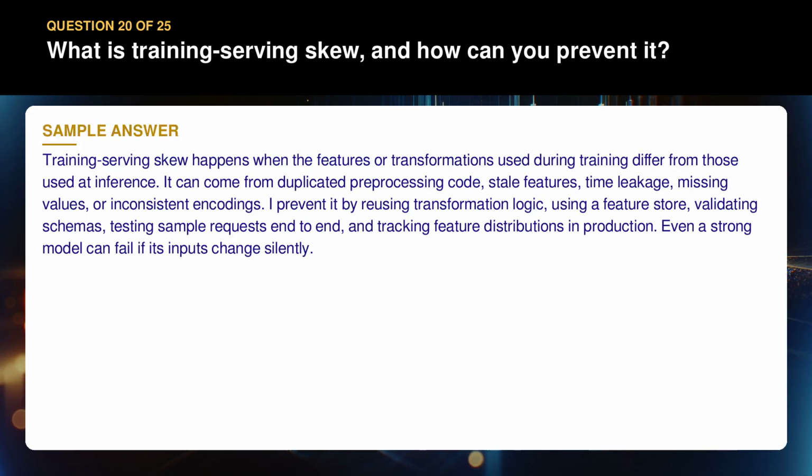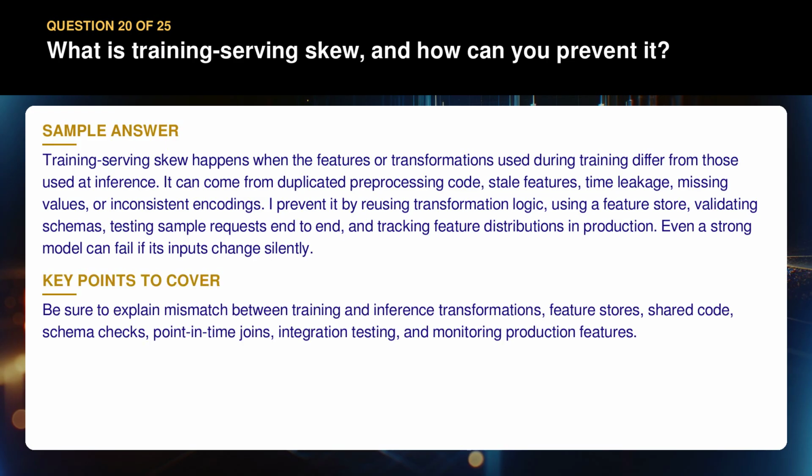Training serving skew happens when the features or transformations used during training differ from those used at inference. It can come from duplicated pre-processing code, stale features, time leakage, missing values, or inconsistent encodings. I prevent it by reusing transformation logic, using a feature store, validating schemas, testing sample requests end-to-end, and tracking feature distributions in production. Even a strong model can fail if its inputs change silently.